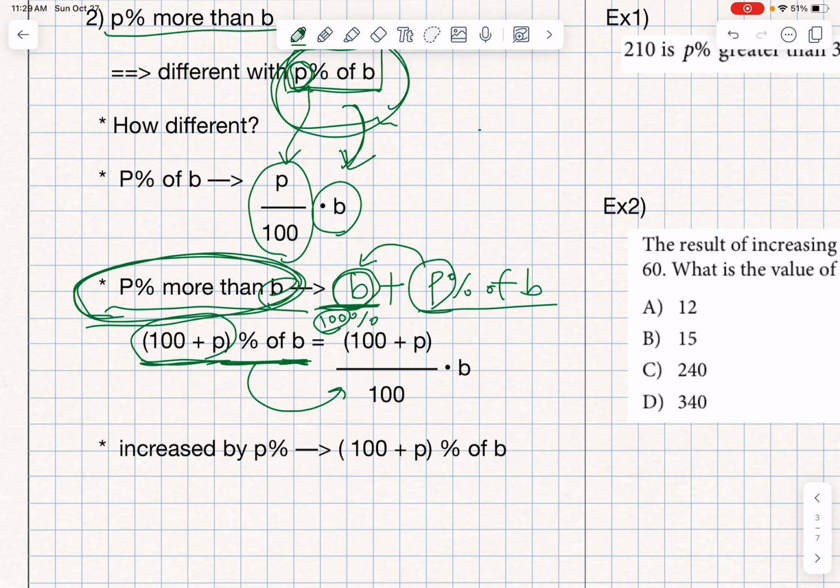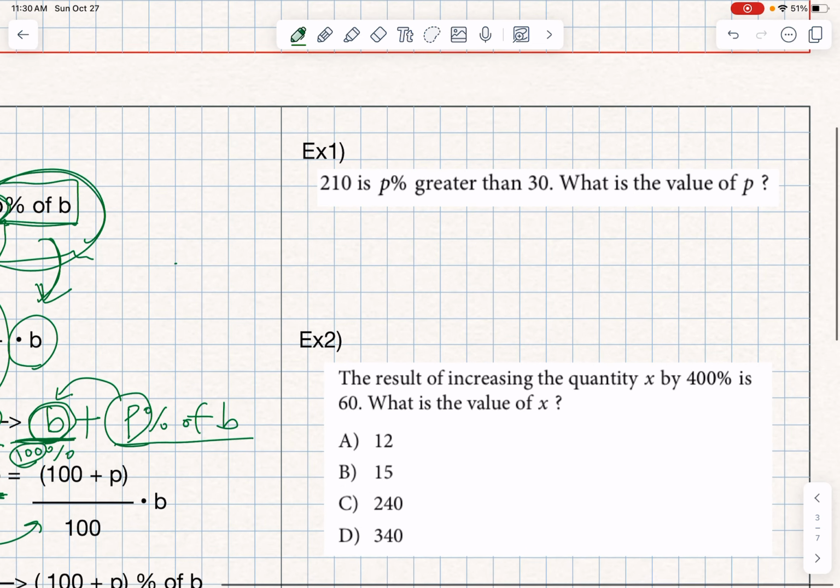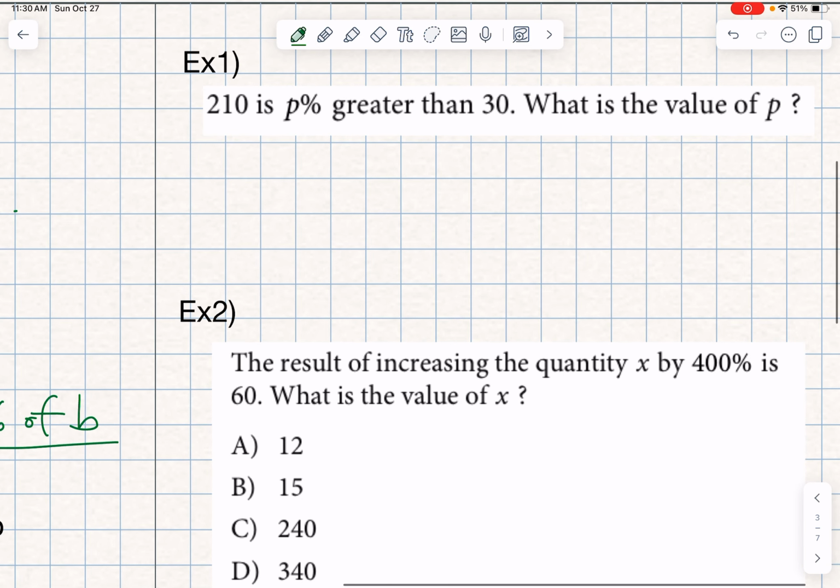That's how I do it. And it's the same for increase by p%. That's also the same: the original value was there, and you're increasing by p% of the original value. So as a percent, you can express it as 100 plus p% of b. So remember, when you see any problem with p% more than or increased by p%, you can change that percent to 100 plus p% of b. That's how you do it.